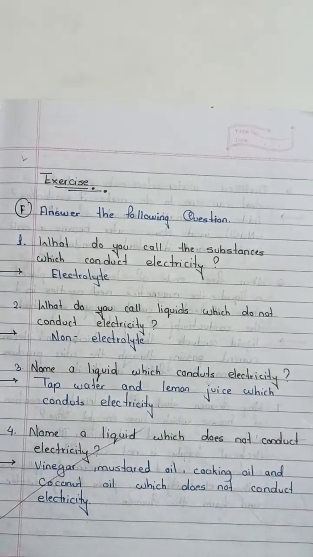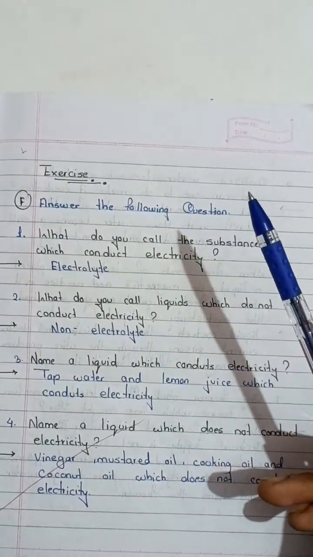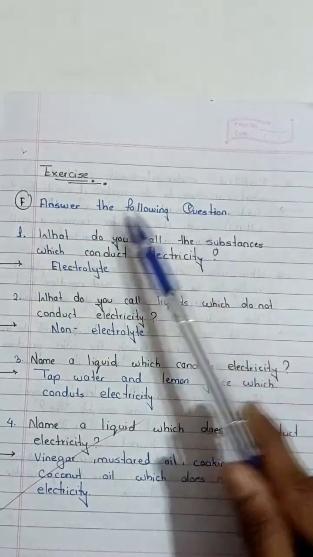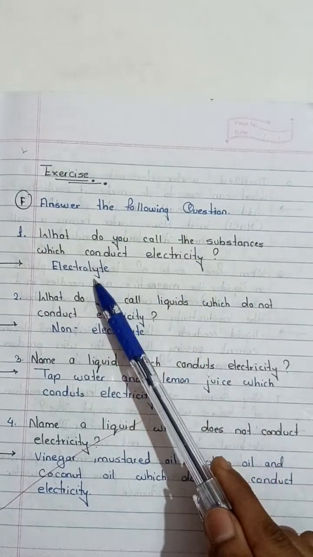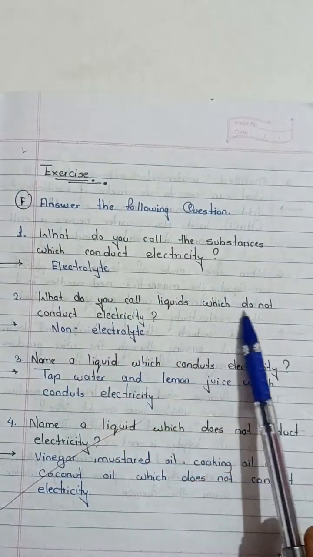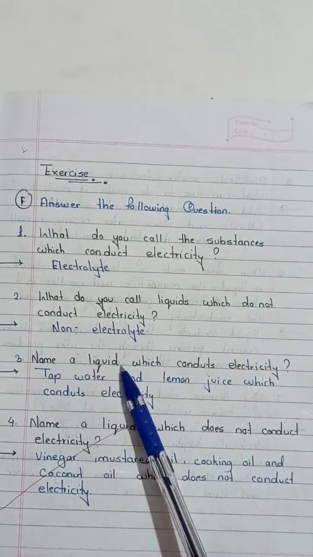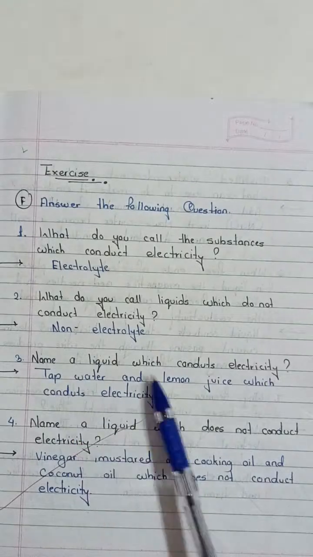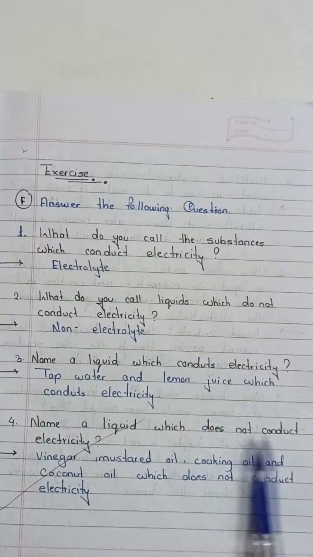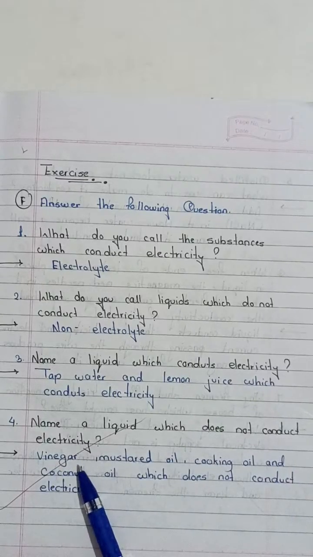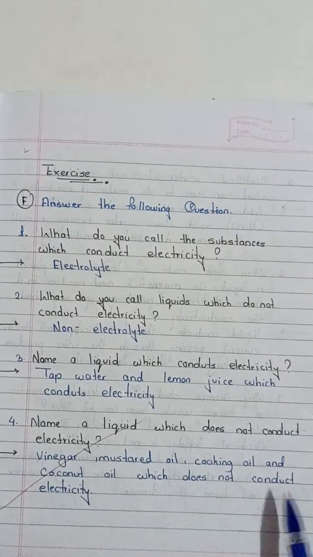Next, chemical effects of electric current. Answer the following questions. First, what do you call a substance which conducts electricity? Conductor. What do you call a liquid which does not conduct electricity? Non-conductor. Third, name a liquid which conducts electricity. Tap water and lemon juice conduct electricity. Fourth, name a liquid which does not conduct electricity. Vinegar, mustard oil, cooking oil, and coconut oil do not conduct electricity.